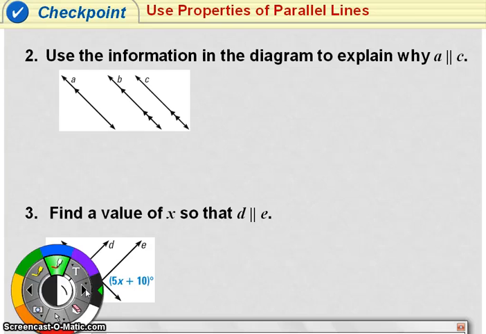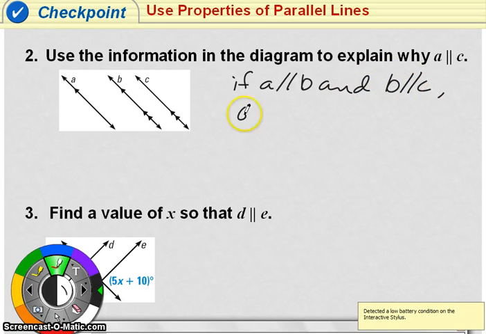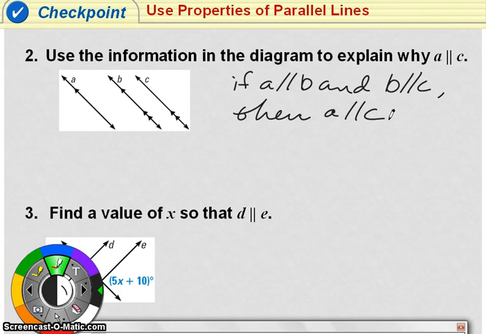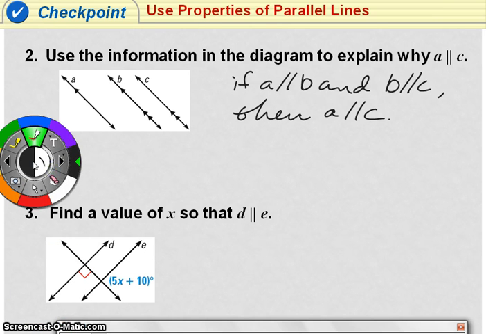Here's some checkpoints. So use the information in the diagram to explain why A is parallel to C. You should probably pause this and then see if you got it right. So what we can say is if A is parallel to B and B is parallel to C, then A is parallel to C. So that would be your reasoning. In number 3, find a value of x so that D is parallel to E. That's Theorem 3.12 that we had. This one up here for number 2 was Theorem 3.11.